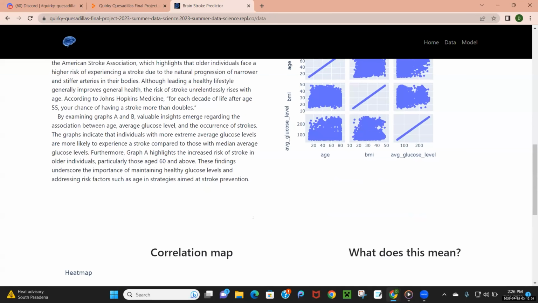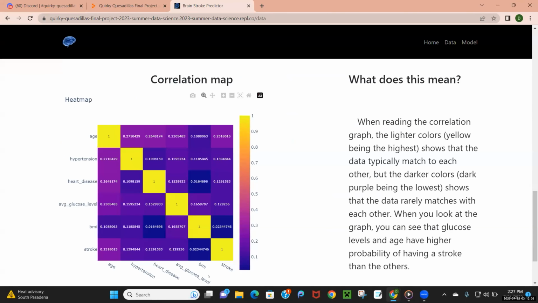Hi, my name is Deetya. I'm the data scientist for Quirky Quesadillas. So we made the correlation map to find the correlation between all our different factors. Unfortunately, our data set was not that great, so all of them had pretty low numbers.